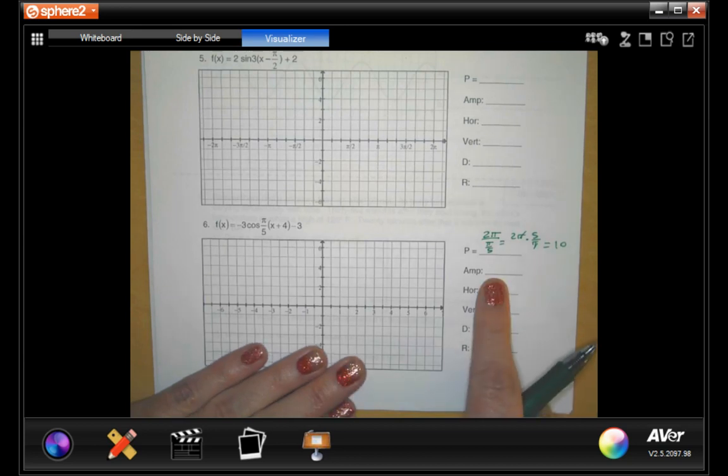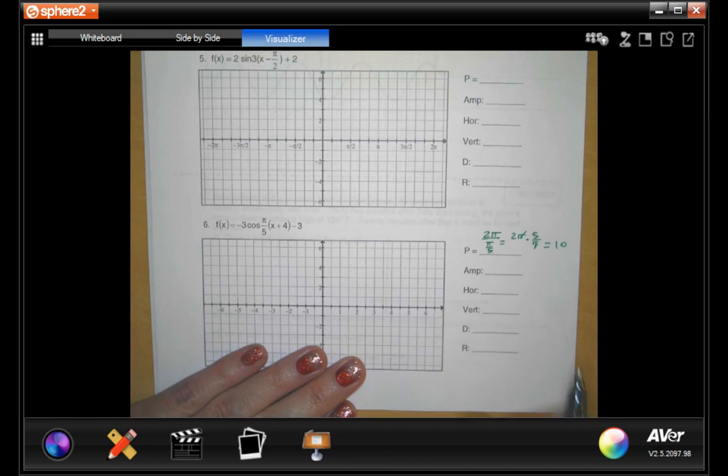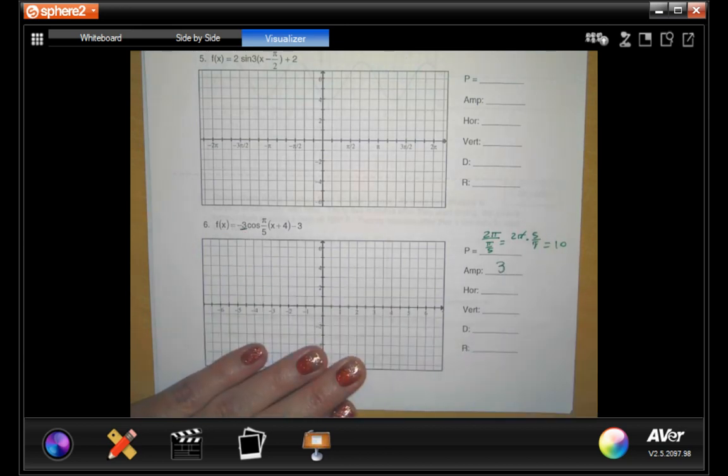The amplitude. Which one of these has to do with the amplitude? Yeah, this number. Now the amplitude is always positive, so the amplitude is 3. It just means how much above or below that average that we're going to go.